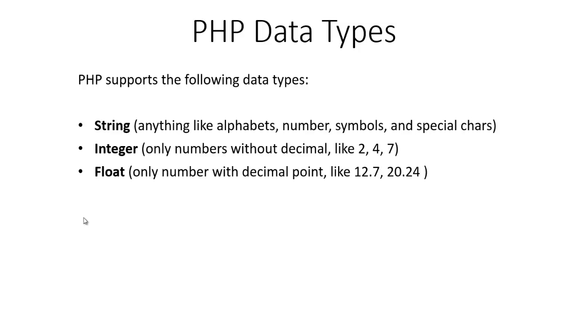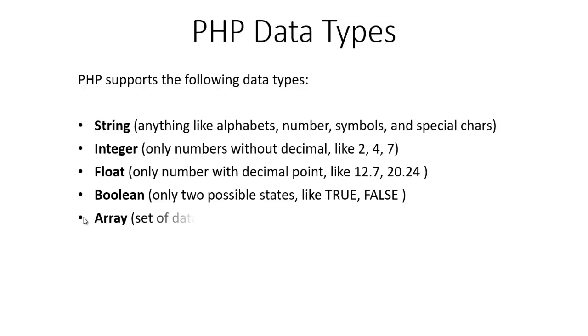The next one is the Boolean. Boolean is just an on and off kind of type. It will only take true or false, no other value, like 0 or 1. The next one is the array, where an array holds multiple values of the same data type. So if you want to store more than one value of the same data type, you use an array. We will cover it later.